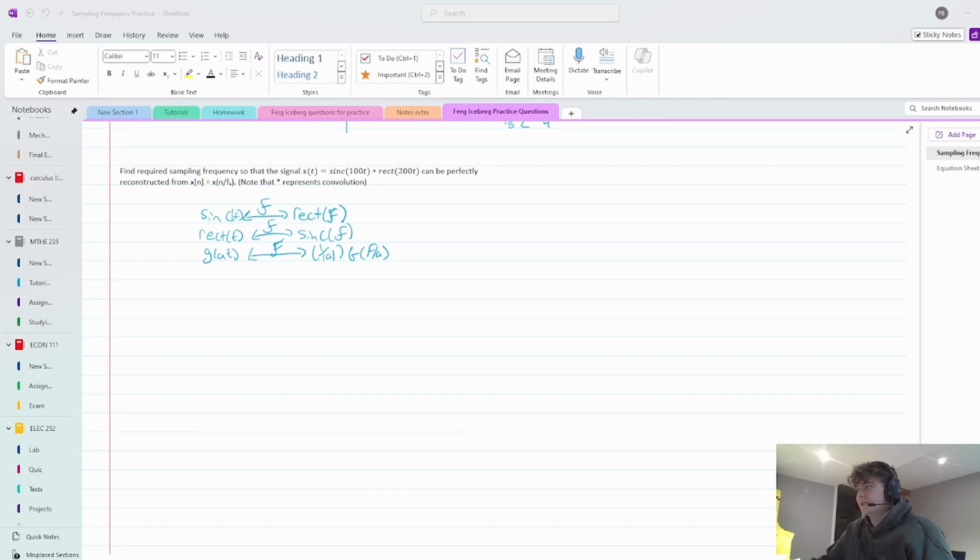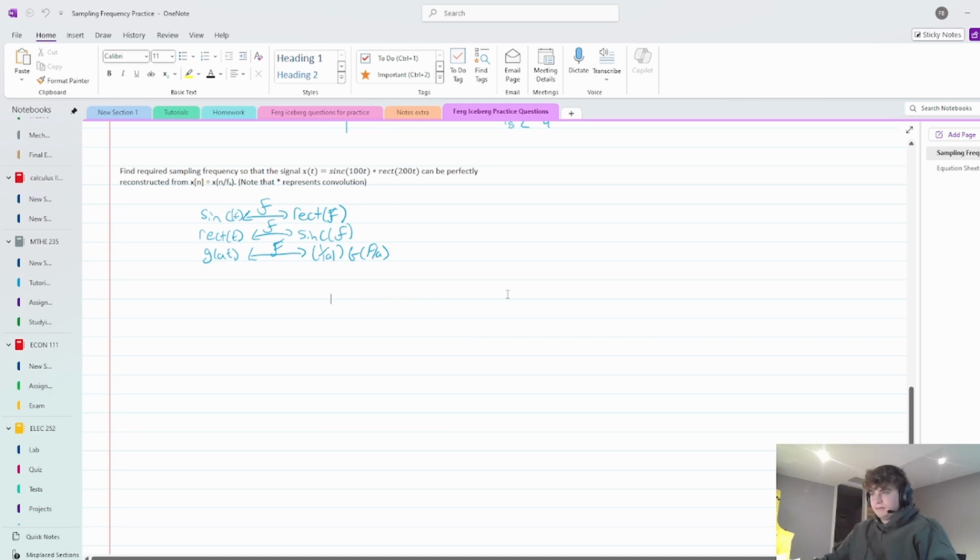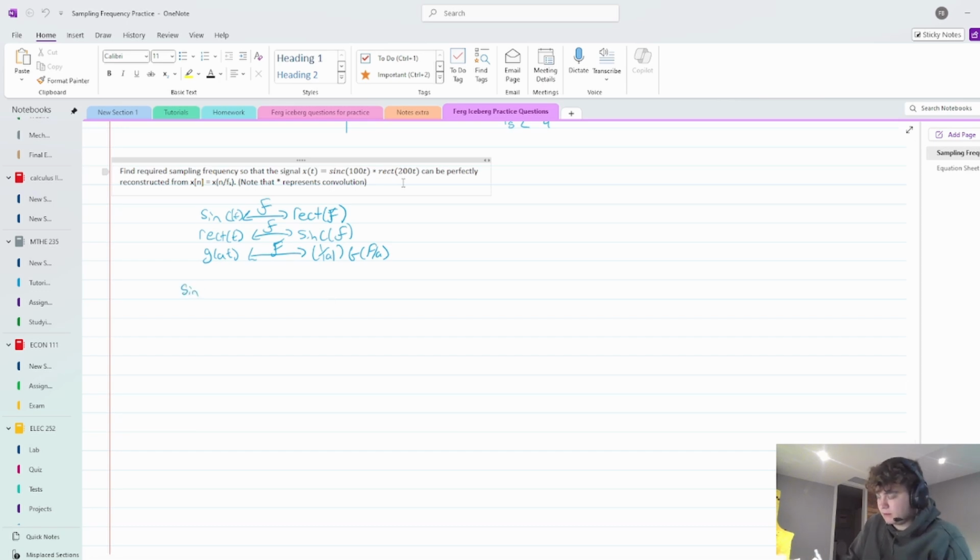So we're just going to do one more example here of finding the required sampling frequency. As you can see here, I've already written out some of the important Fourier transforms, which is that a sinc function Fourier transforms into a rectangle function, the rectangle function Fourier transforms into a sinc function, and this property here, which is important because as you can see here, we have values for a in both of these functions. So if you were to start off and do the sinc function, first we can do the Fourier transform of that.